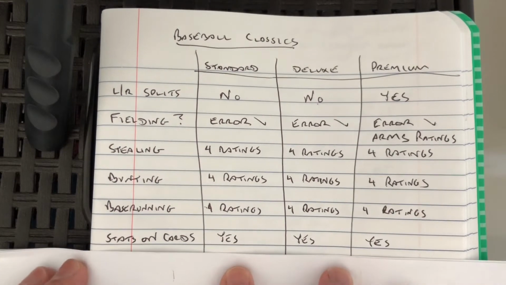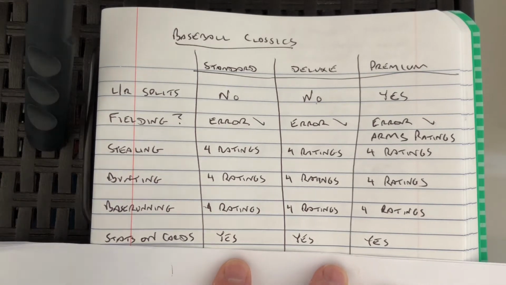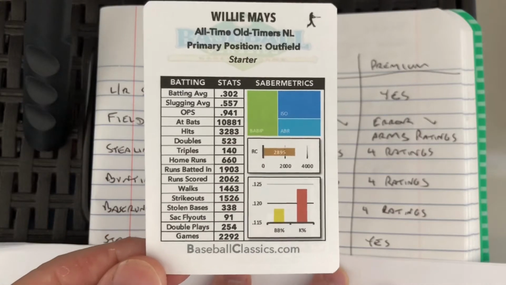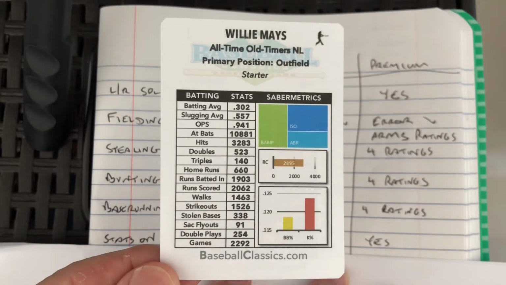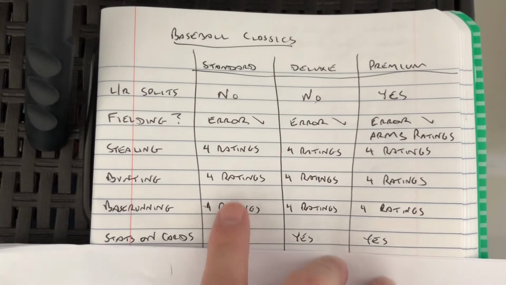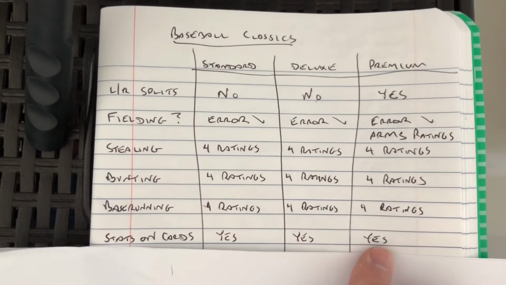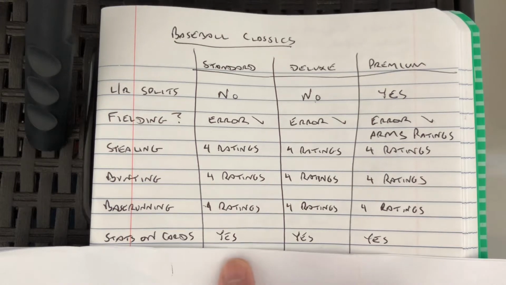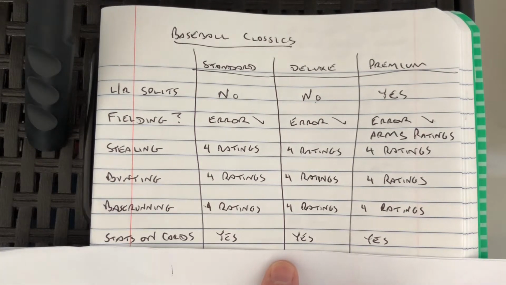Next is stats. Are stats on the cards? Yes, they are. And in fact, there are more stats available. If you go back to Willie Mays, there are more stats available to you on Baseball Classics cards than any other sim I am aware of. Whether you're talking about standard, there are fewer stats on the standard, there's more on the deluxe, and there is an avalanche on the premium version. So if you are not familiar with the players, Baseball Classics will make you very familiar with their statistical record in just about every way that you can think of.